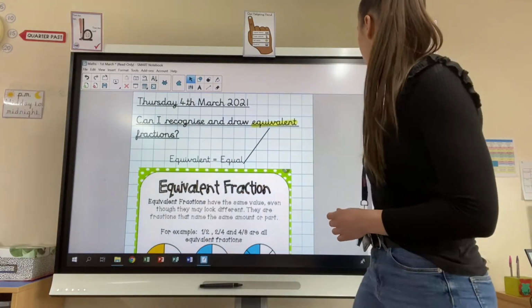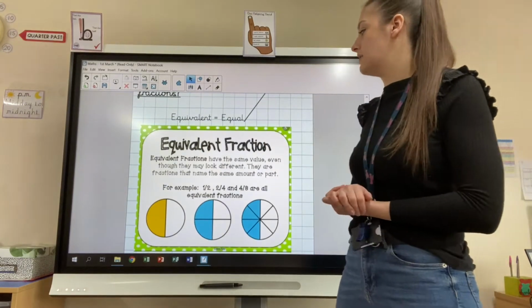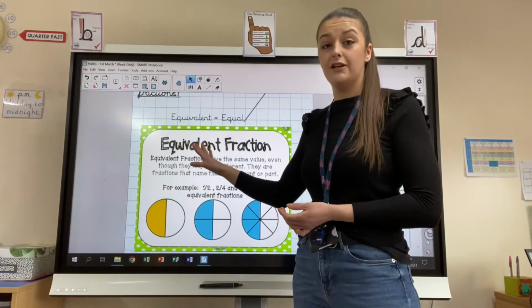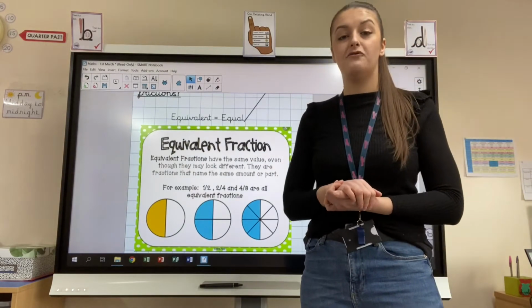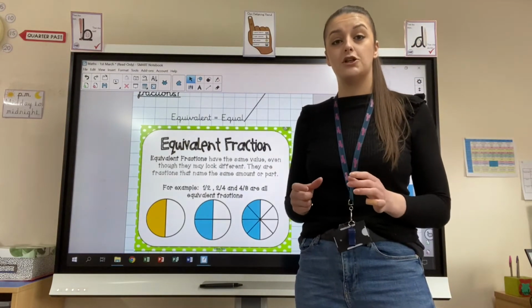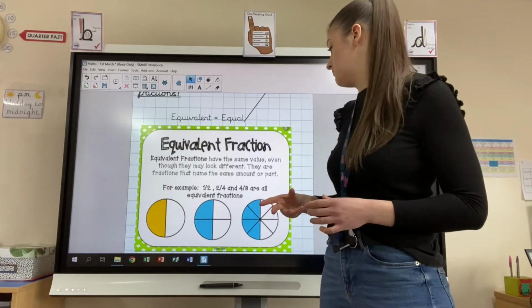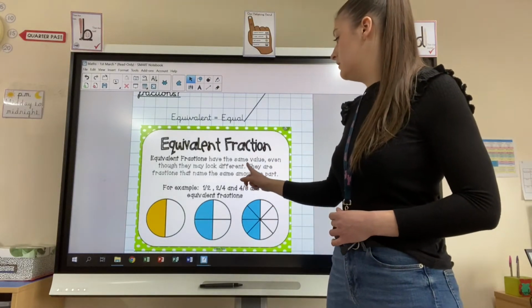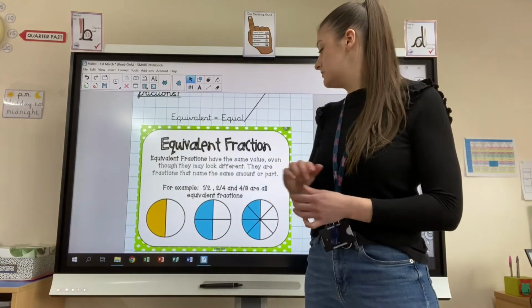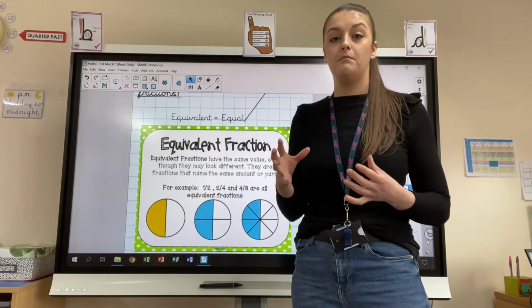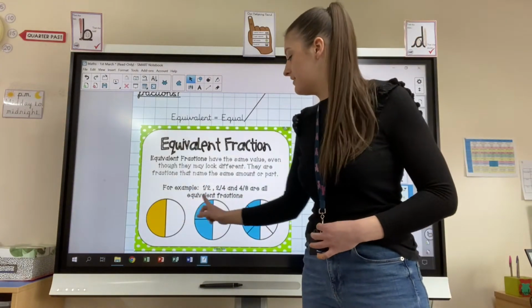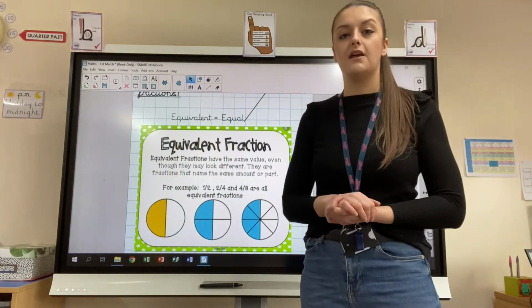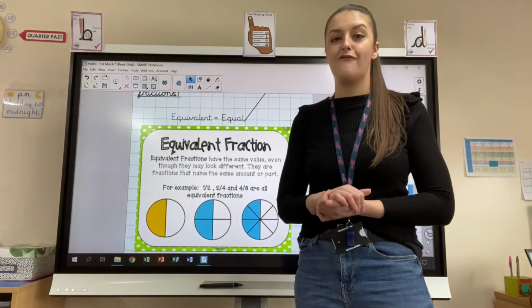So let's have a look then at what equivalent fractions are. So we know equivalent means equal. So equivalent fractions have the same value. So they're different fractions that are worth the same. So they look different, but they are fractions that have the same amount, the same parts. So let's have a look at these 3 circles here. They each represent a different fraction.